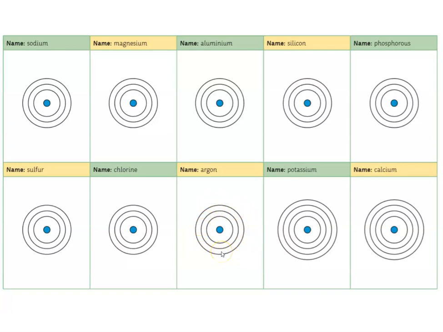So what happens when we get to potassium? Well, we need another shell. And we get 2, 8, 8, 1. And then for calcium, 2, 8, 8, 2. Okay, that's relatively straightforward to do.